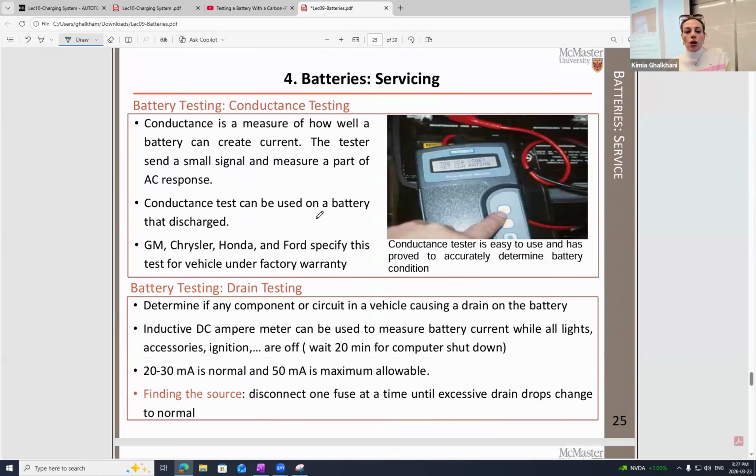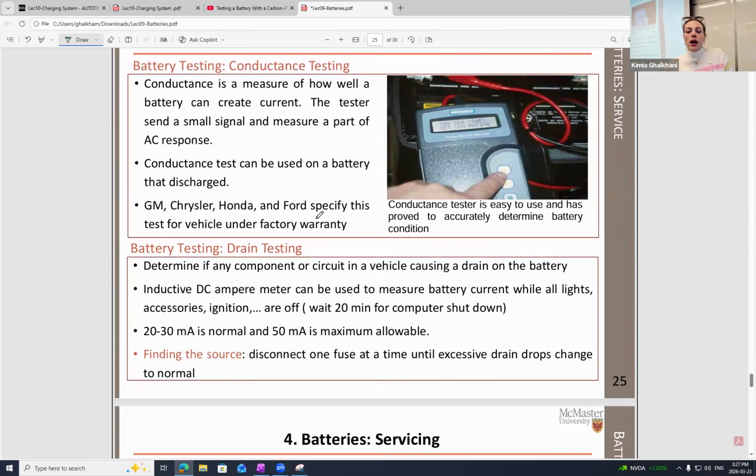Next one is going to be the conductance testing. In fact, conductance is looking at how much power the battery can produce, right? So again, it's not something complicated. You can use your voltmeter in order to do the conductive testing. But here, you are not measuring the voltage. You are looking at the amount of power the battery can produce.